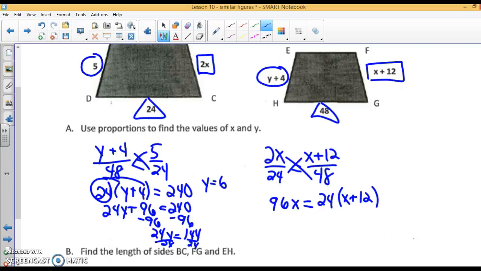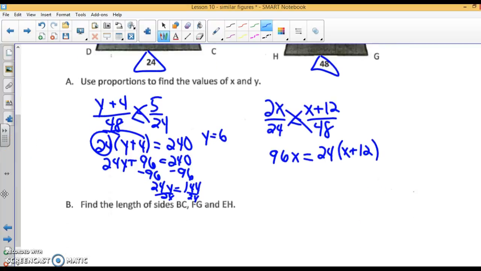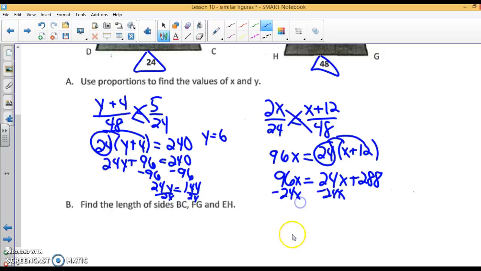Now, if you are in my single period regular pre-algebra, we will not do this problem, only do the y. Use distributive. 96x equals 24x plus 288. Subtract 24x from both sides, and I end up with 72x equals 288. Divide by 72, x is 4.